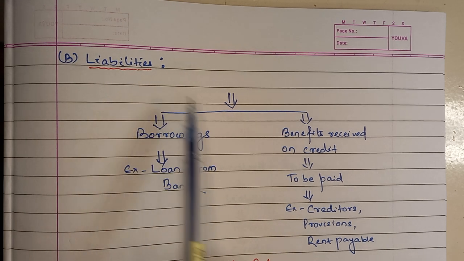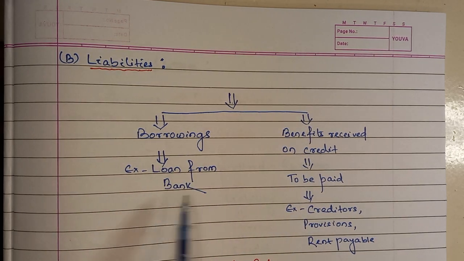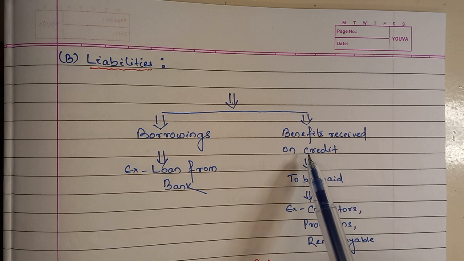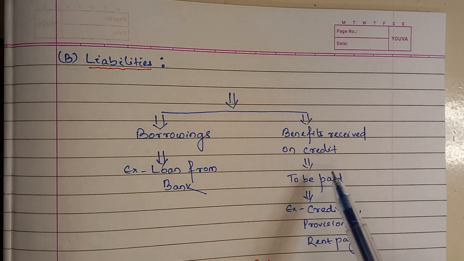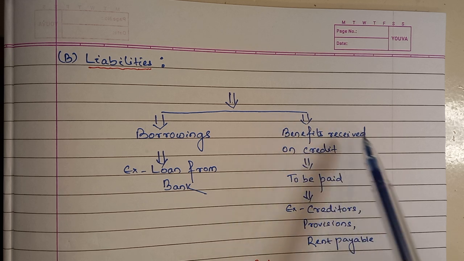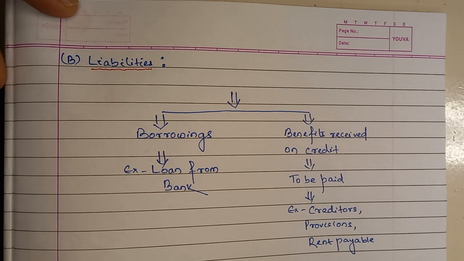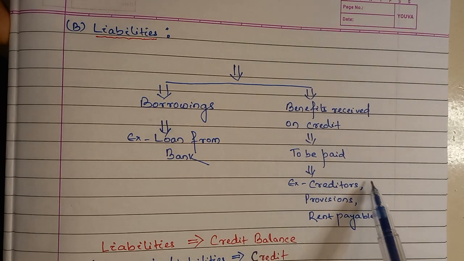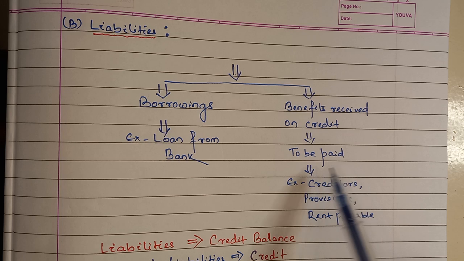In case of liability, there could be two categories. One is borrowings, like a loan from the bank. Another is benefits received on credit, which are to be paid. You have received some benefit, but not yet paid on the date of preparing the journal entry. Examples are creditors, provisions, rent payable. These are the items where you have not paid, but you had a transaction with the companies or businesses.